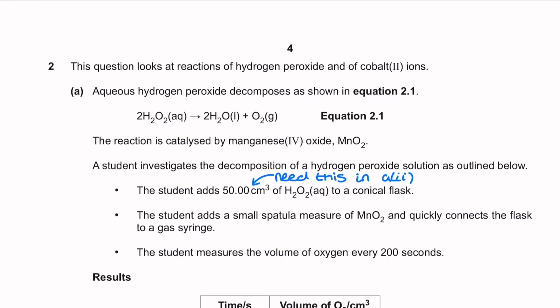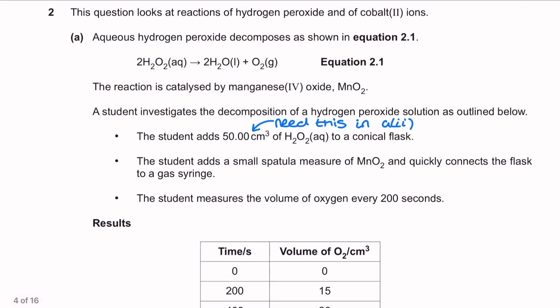Moving over to question 2. This question has got a bit of application when it comes to some cobalt-2 work in transition elements. It links up to the copper-2 and I suppose most of the other transition element complex ion work as well. But it kicks off with a bit of graph work.